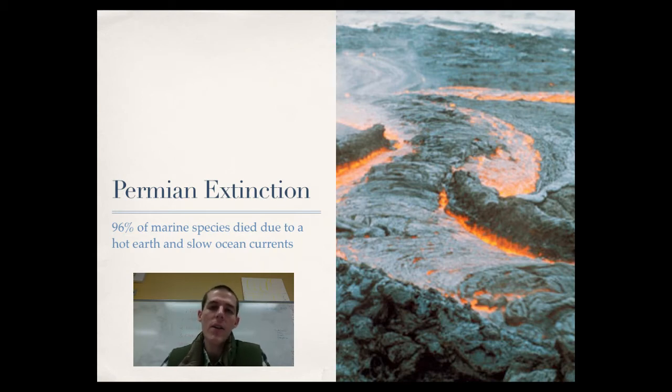But the other idea is that there was so much volcanic activity going on that there was a ton of carbon dioxide in the atmosphere, making the Earth roughly 6 degrees Celsius warmer than it is now, which would have had many effects, one of which would have been a slowing of ocean currents. As ocean currents slowed, oxygen levels dropped, which ended up suffocating most of the marine organisms. Also, it led to an anaerobic environment where some bacteria may have arisen that produced toxic hydrogen sulfide that may have leaked into the atmosphere and then poisoned many of the animals living on the surface of the Earth. So that is the Permian Extinction.